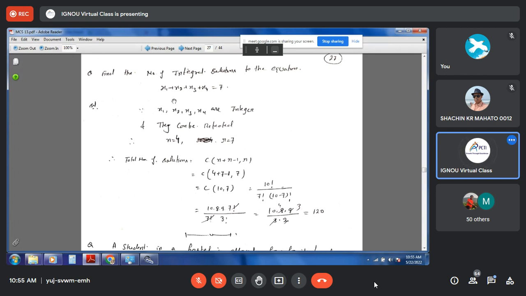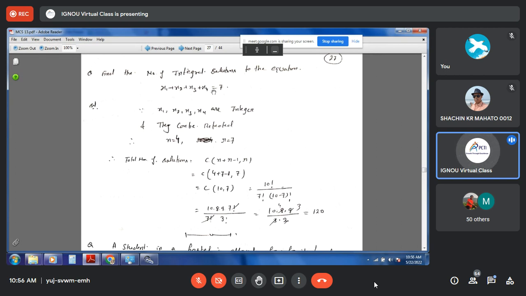It tells us that the sum of the 4 integers is equal to 7 in different ways. 1 plus 1 plus 1 plus 4 is equal to 7. 2 plus 2 plus 2 plus 1 is equal to 7. It means repetition is allowed. It is the first numerical you will see in which n is smaller than r.